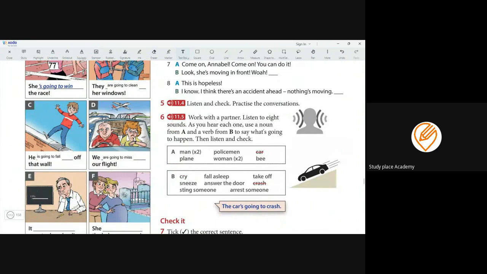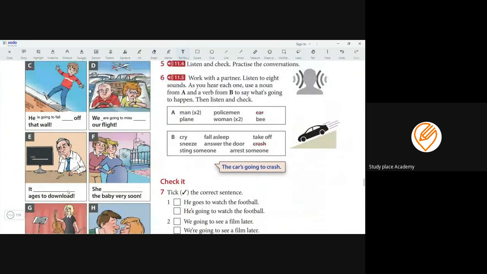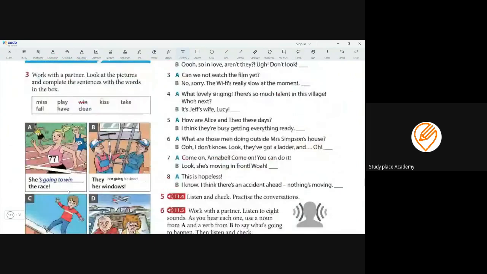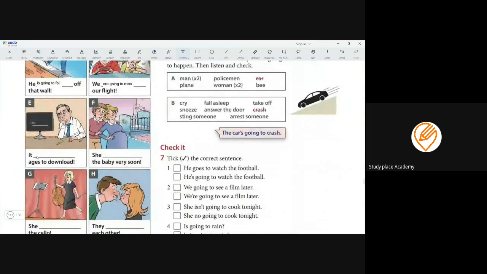Okay, it's going to take ages to download. It is going to take maybe very soon. She's going to have a baby.